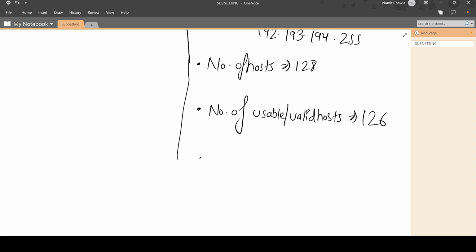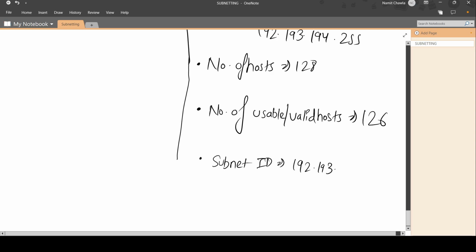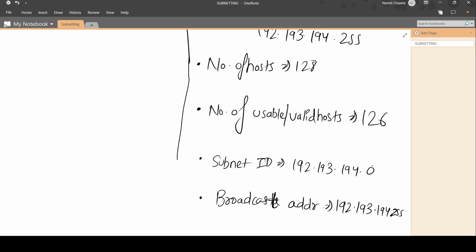So what is the subnet ID for this one, or the network address for subnet 1? It is 192.193.194.0, correct? Broadcast address, or direct broadcast address, would be 192.193.194.255. You guys are not paying attention. This one will be 128 for subnet ID. Okay, apologies from my end.